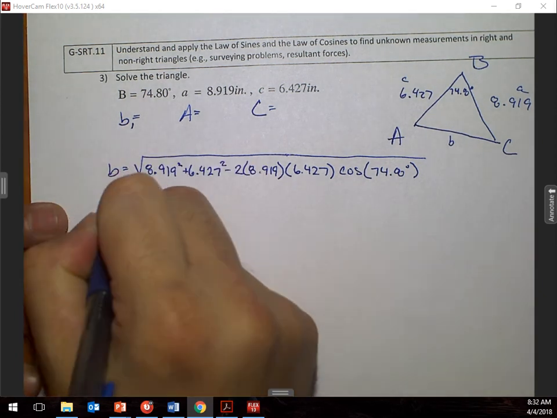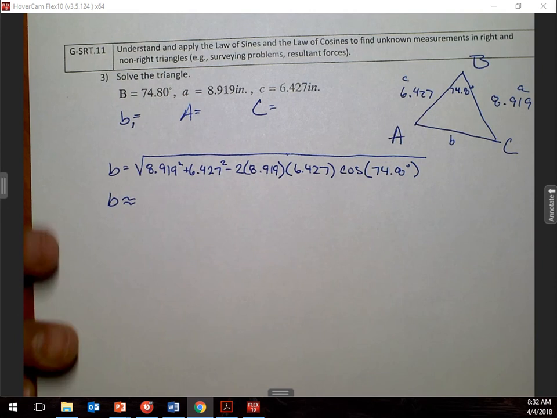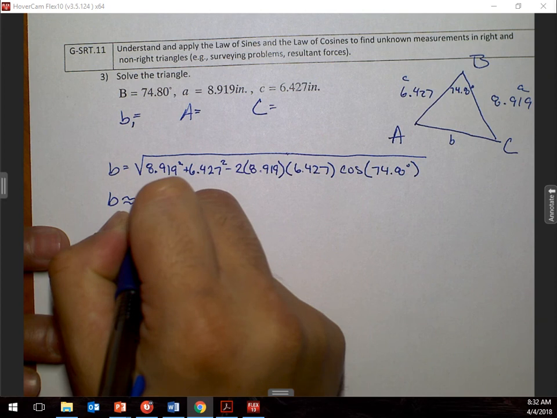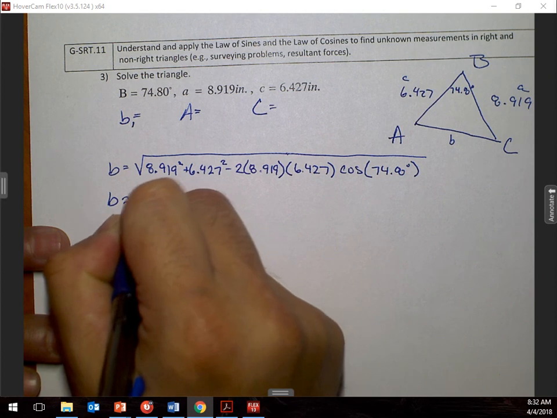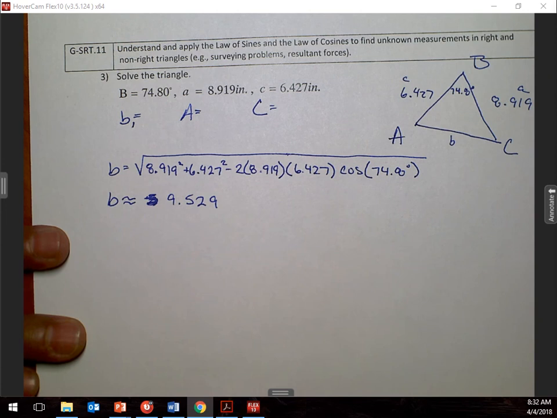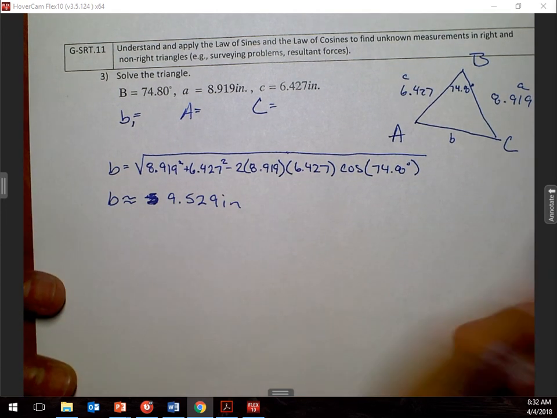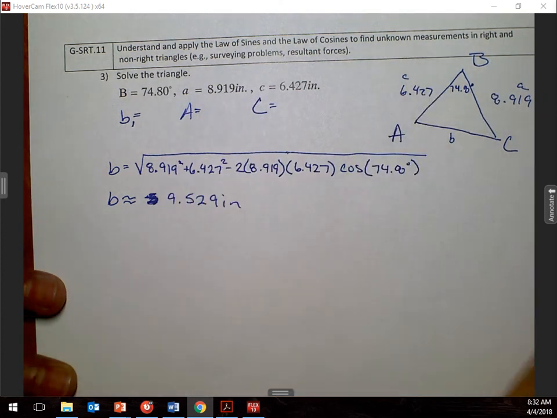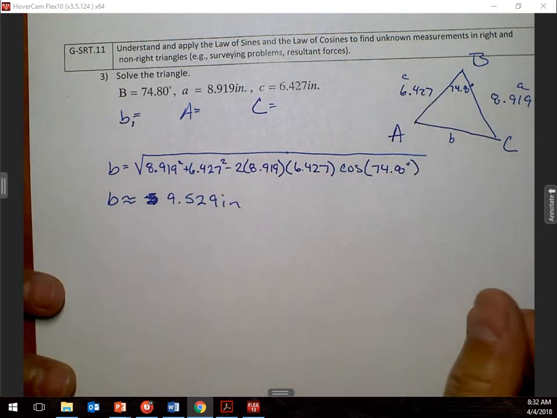And you round it. 9.529. Can I just put 9.53? Does it even say where to round? Yeah, but the other ones have 3 decimal places. You've got a point there. The other ones have 3, so why not go with 3? It doesn't really matter.